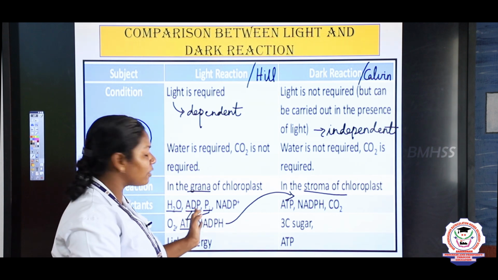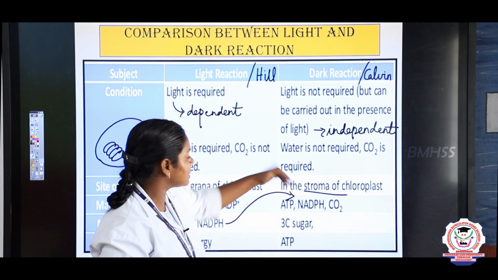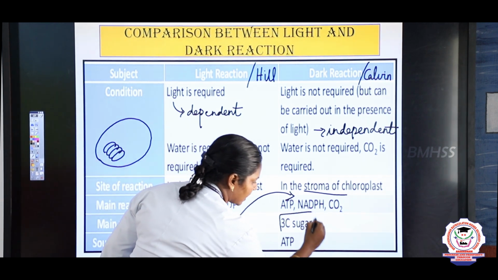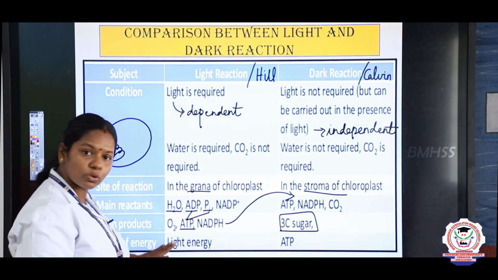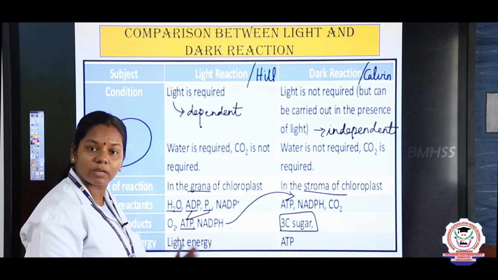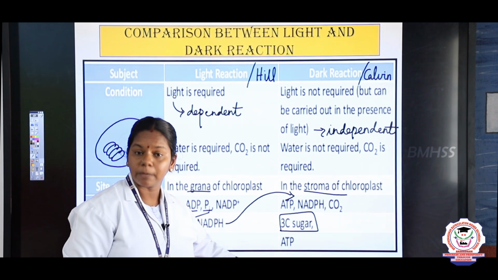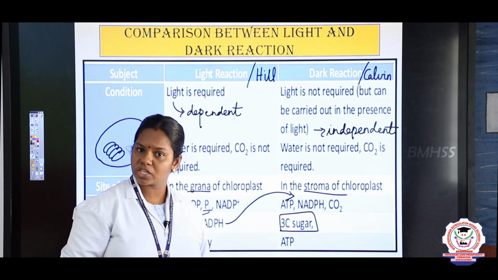So the products of the light reaction become the reactants of the dark reaction. And here what is produced? Yes, sugar molecule glucose is produced. And here the source of energy is light, it directly absorbs the energy from the sunlight. Here what is the source? ATP, which is produced during the light reaction. It's an important question, children.